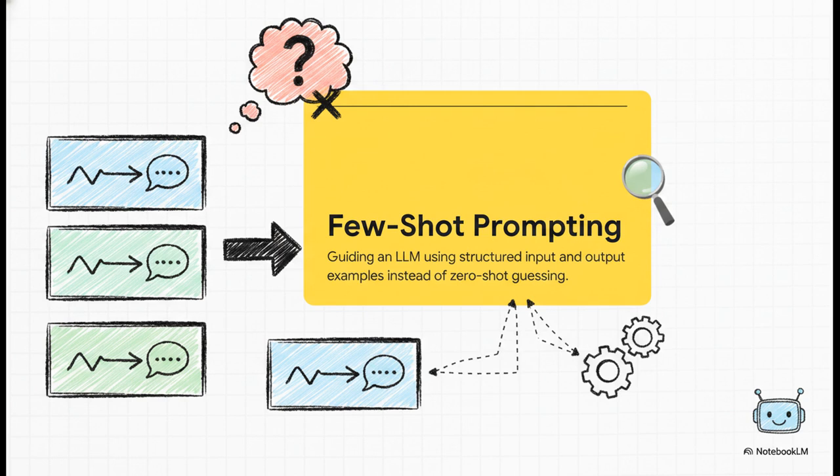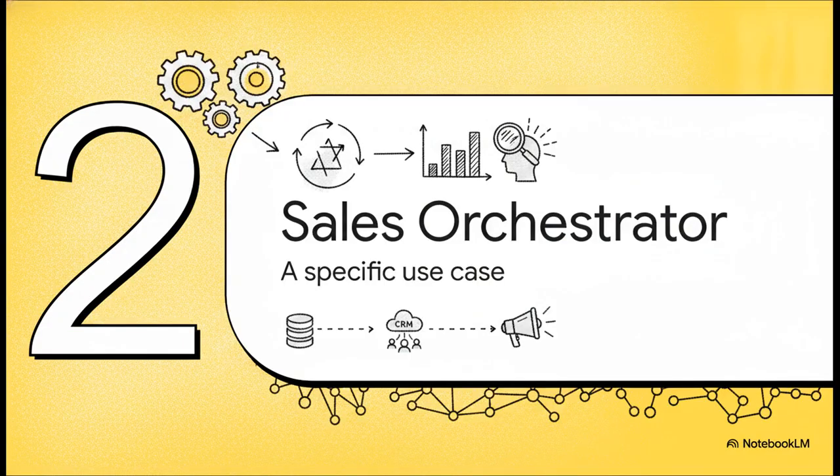By feeding the model highly structured examples of inputs paired with your exact desired outputs, you guide its reasoning perfectly. It dramatically reduces error rates and keeps your infrastructure incredibly lean. So how does this actually look in practice? That brings us to Section 2, the Sales Intelligence Orchestrator.